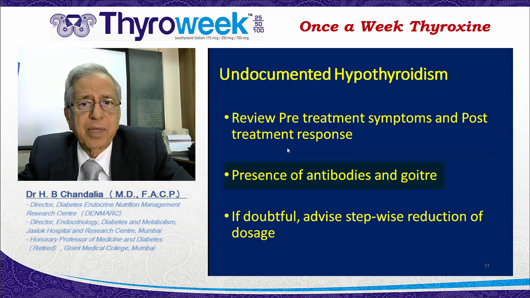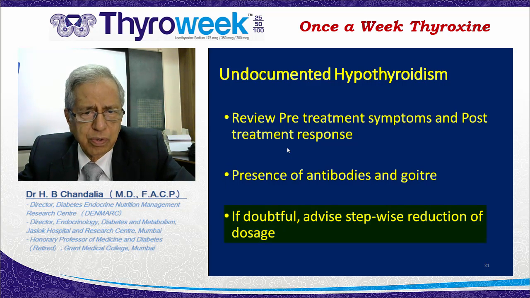In case there is a presence of goiter and thyroid antibodies are present, then even if you think the thyroid hormone levels are normal, this patient obviously has thyroid disease, immune thyroid disorder, and hypothyroidism is part and parcel of this, and you will probably continue the replacement therapy.